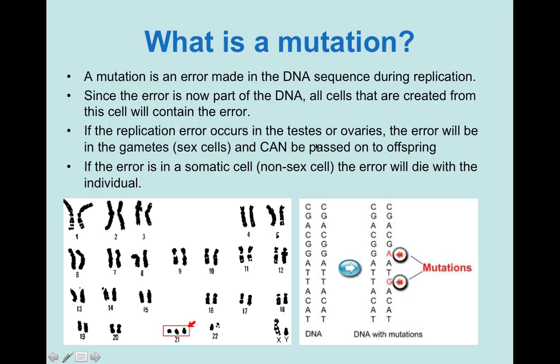And unless those cells that have the cancer have made it to your sex cells, most likely your sperm and your eggs will be cancer-free. Now, if the error is in a somatic cell, the error will die with the individual. So if a cancer cell is kept out of your sperm and your eggs, then that cancer cell, that mutation, is going to die with you.